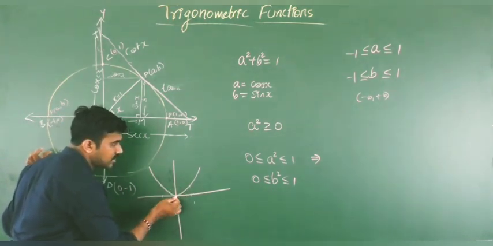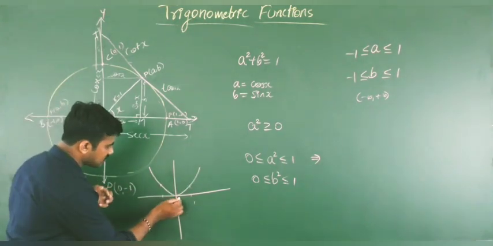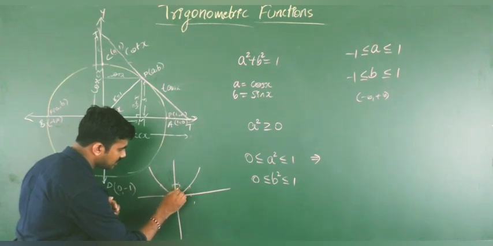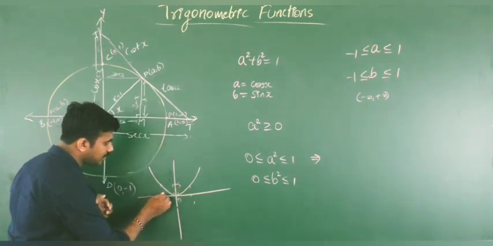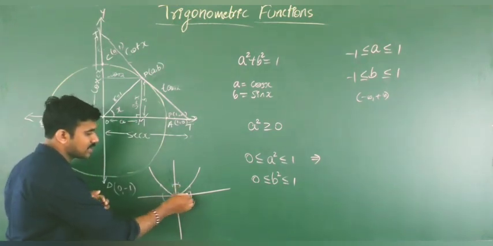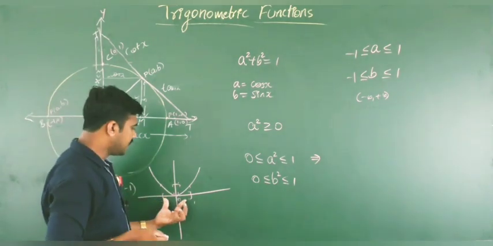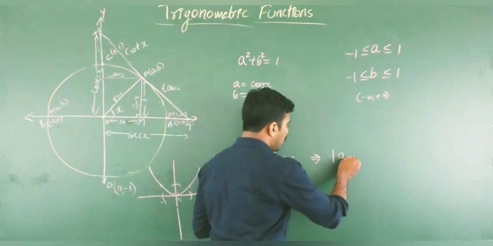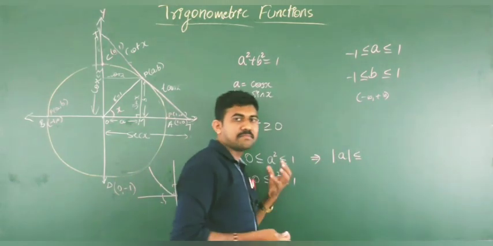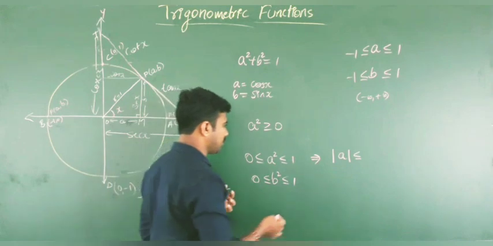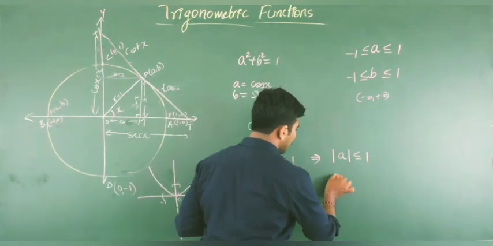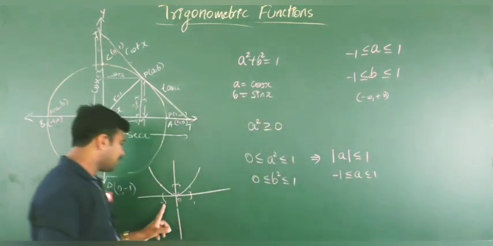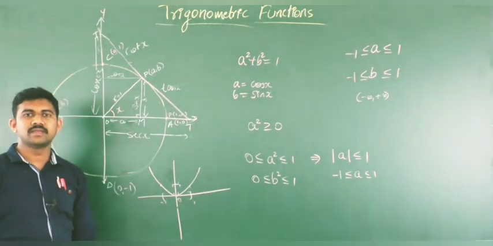Okay, so here 0 to 1: if you want the image to come from 0 to 1, then in the domain, the element a can take values from -1 to 1. Mod a, its absolute value, is less than or equal to 1. Or we can say a can take the value from -1 to 1.